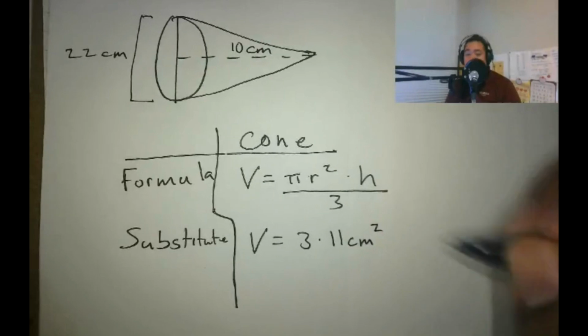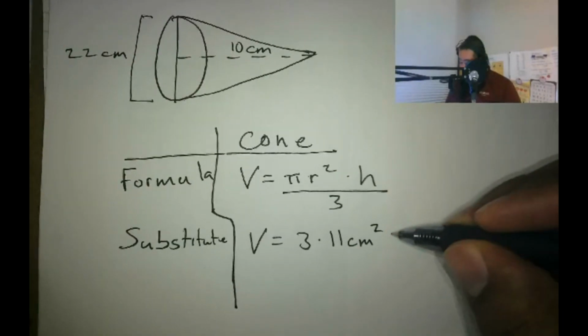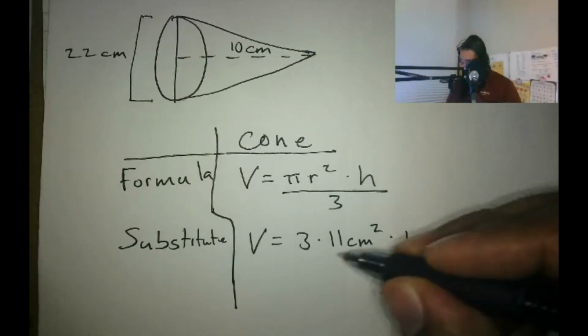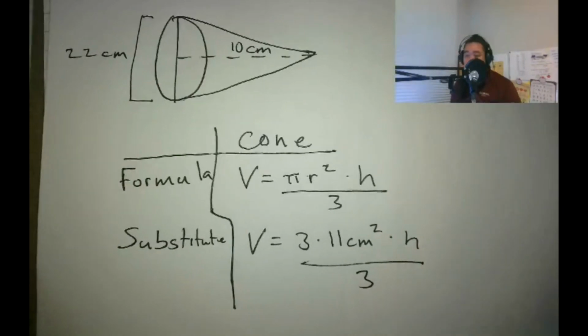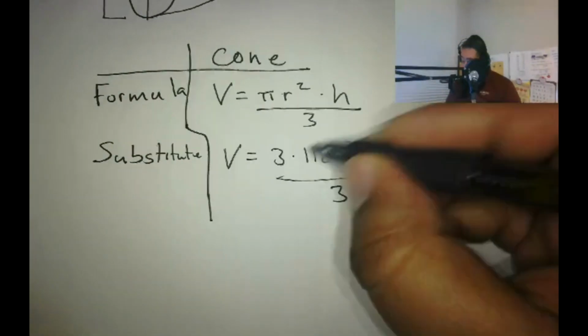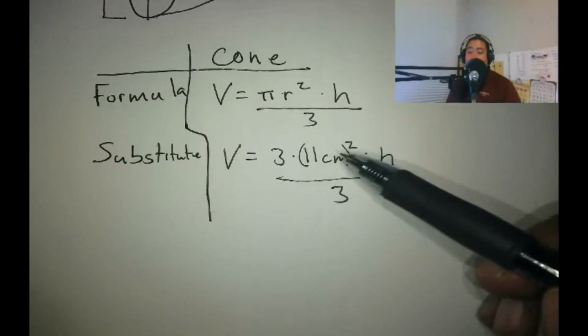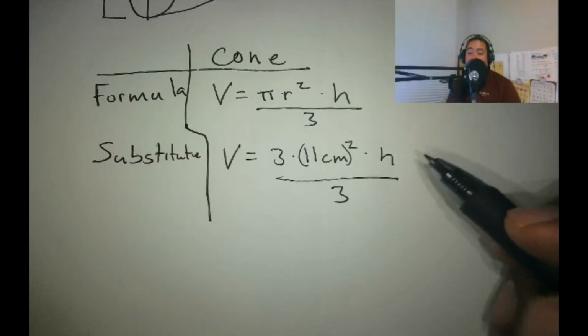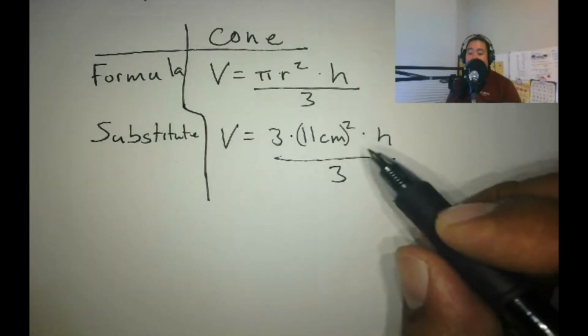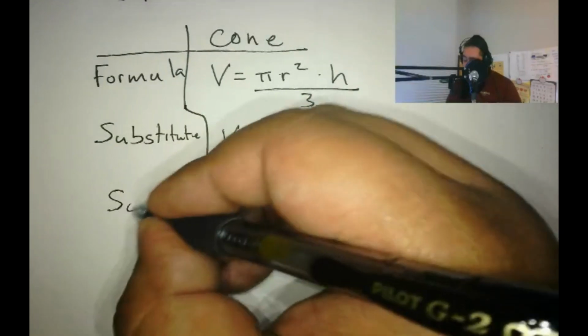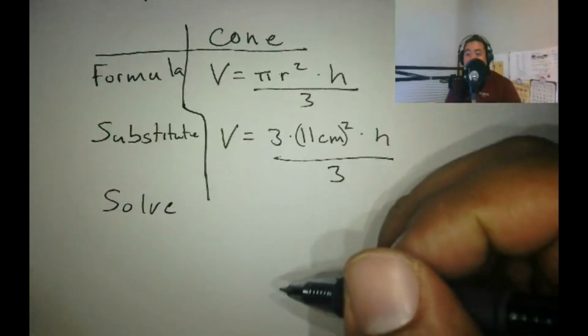And we're going to square all of that. Times our height divided by 3. Let me put these in parentheses. So I'm doing 11 and my centimeters, and I'm squaring all of that. So now that I substituted all my numbers, my last step is to go ahead and solve. All right, so let's go ahead and do the math.